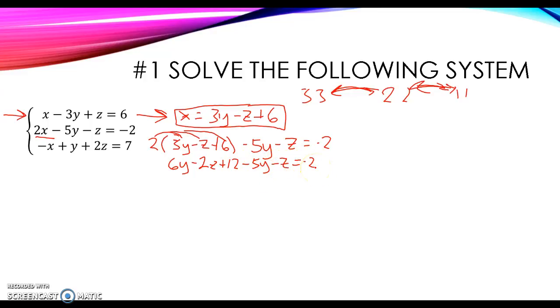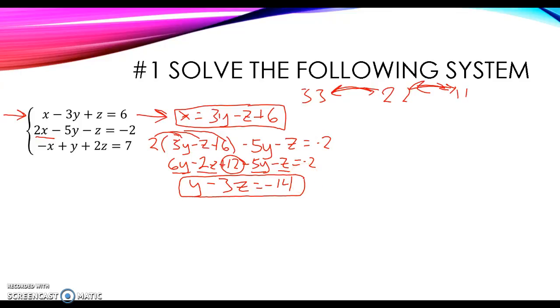And then I'm going to combine like terms. I have a 6y minus 5y, which is just y. I have a negative 2z and a negative 1z, which is a negative 3z. And if I subtract this 12 from the other side, I'll have a negative 2 minus 12, which is negative 14. And there's one equation with two variables.